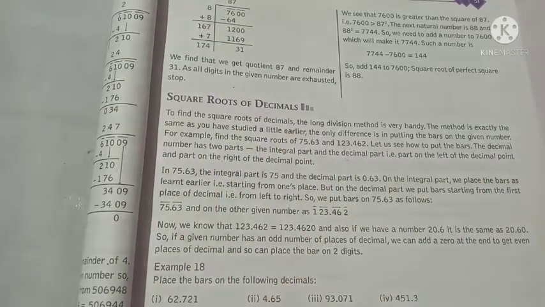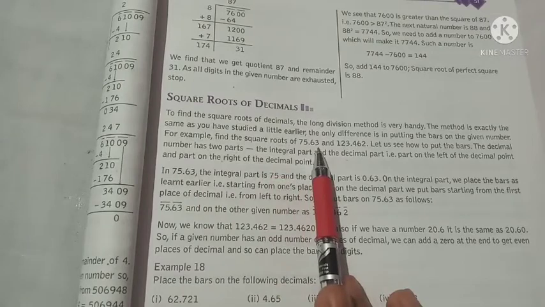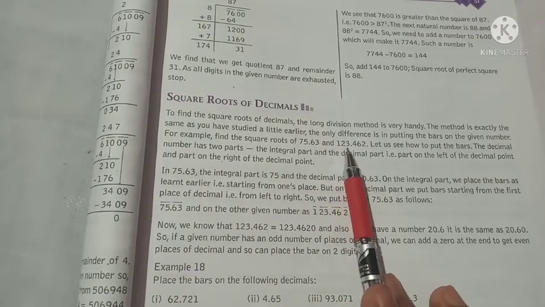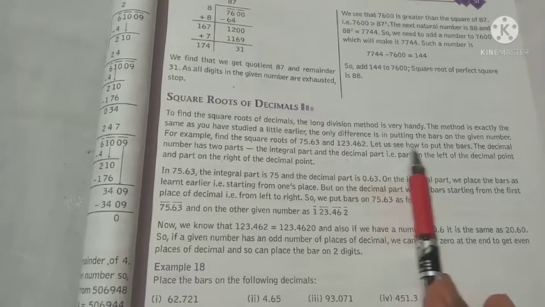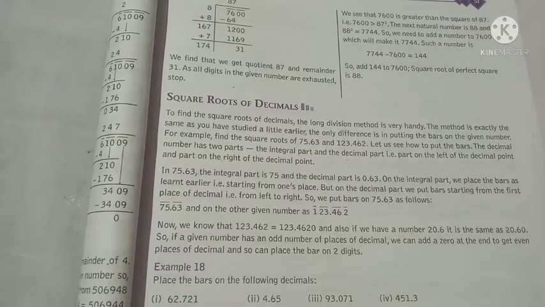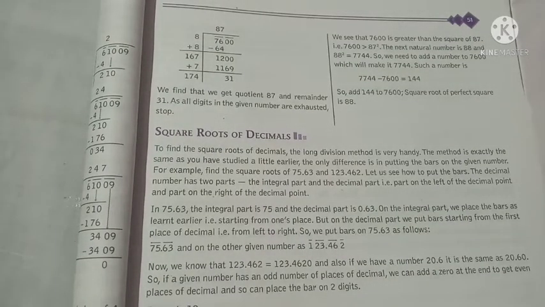That means the square root of a decimal. How are we going to put the bars? We are going to find out the decimal digits of the square root. So the only thing is putting the bars on the given numbers. For example, find the square root of 75.63 and 123.462. Let us see how to put the bar. The thing we have to understand about the square root of a decimal is that the only difference is putting the bars above the given number.